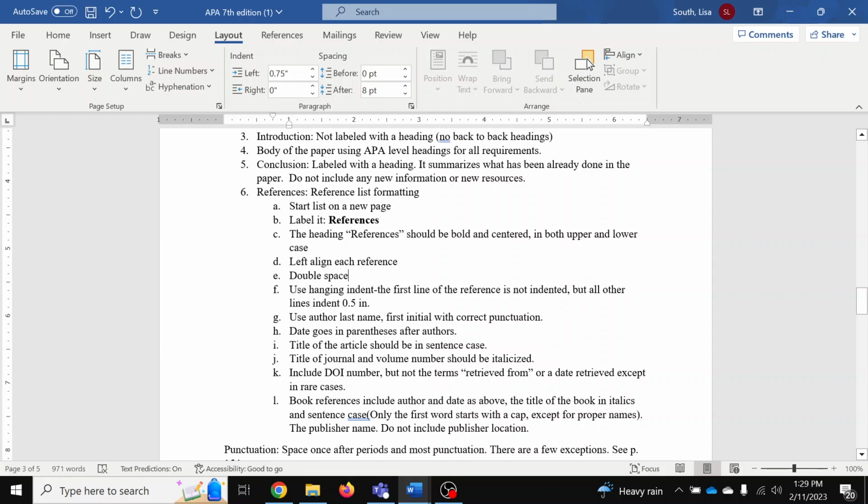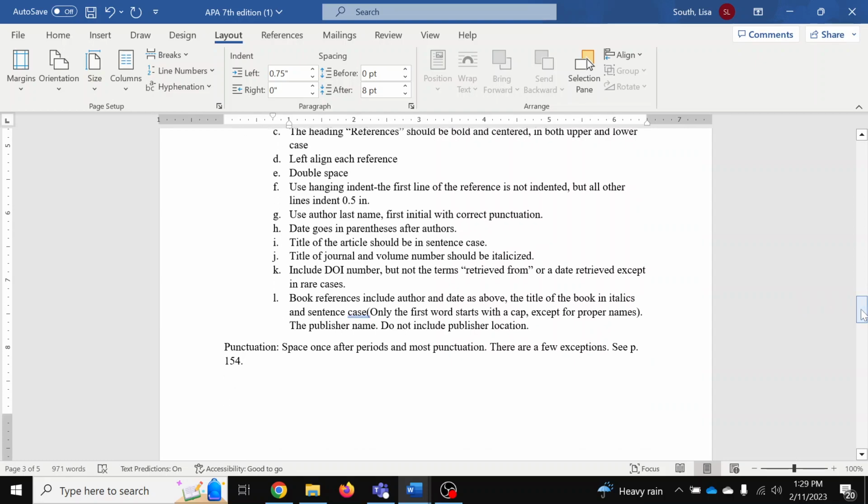Then start your references. Double space. Remember, everything is double spaced. Left aligned. Everything is left aligned but the headers. And now we're going to do something different, and I'll show you in a second. We're going to do hanging indent. And that is not the first line is indented. It's not. It's left to the left margin. But all the other lines are going to be indented now.